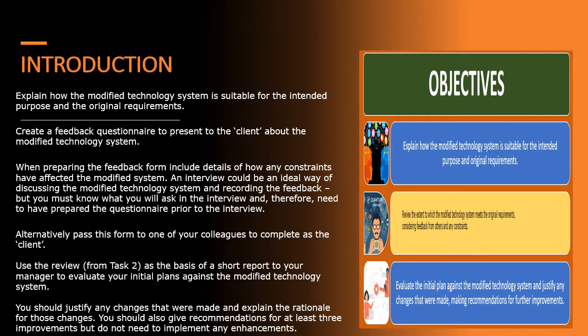Use the review from Task 2 as a basis of a short report to your manager to evaluate your initial plans against a modified technology system. And finally, you should justify any changes that were made and explain the rationale for those changes. You should also give recommendations, very important, for at least 3 improvements, but you do not need to implement any enhancements. So you don't need to implement these improvements or these recommendations.